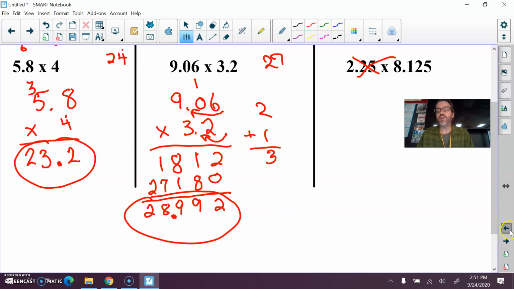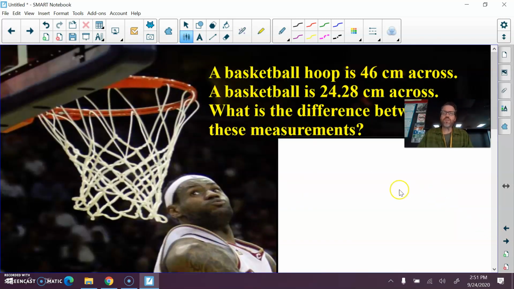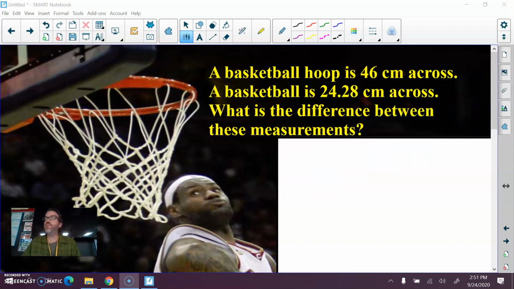So I'm going to go back here, a slide. There's LeBron James when he played for Cleveland. A basketball hoop is 46 centimeters across. That's its diameter. The distance across a circle is called diameter. A basketball is 24.28 centimeters across. What is the difference between these measurements? And I'm going to move me over here so we can see this a little better.